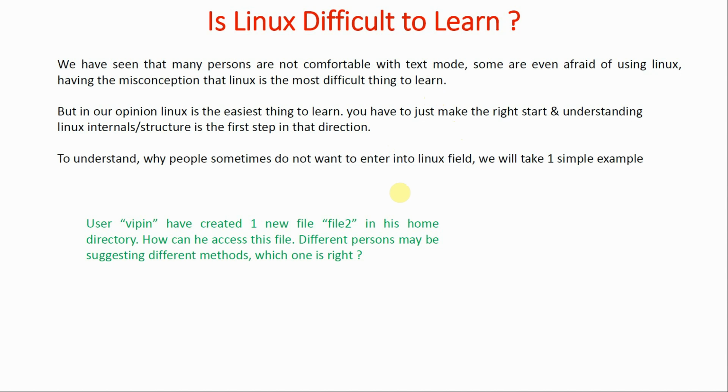We will take one simple example. As an example, we will log in as a VPN user, and we will create one new file, file 2, in the home directory. Now we want to access this file. Whenever we are learning something, we take help from somebody or from the internet, and different persons are going to suggest different ways. Now we will see, if we have to open the file, what are the different ways in which we can open the file.